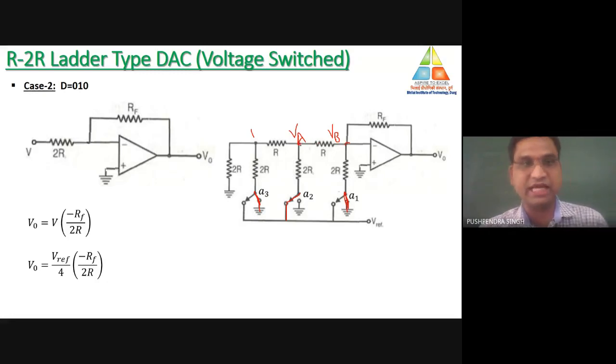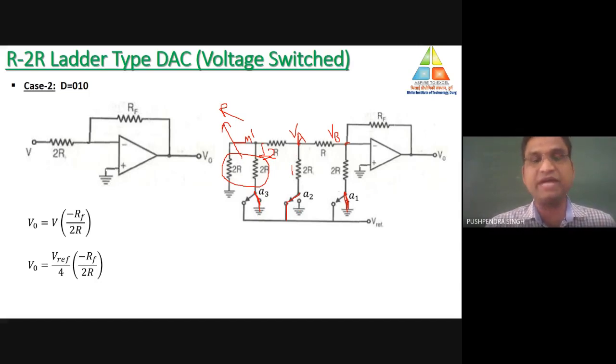Use the same procedure for the calculation of this. Now, this terminal is connected to ground. This terminal is also connected to ground. That means both the 2R resistances are in parallel, and the equivalent resistance will be equal to R. Now, this equivalent resistance R and this R resistance are connected in series. When connected in series, R plus R changes to 2R. So this 2R is connected to node VA, and node VA is connected through this 2R to the reference voltage source V reference.